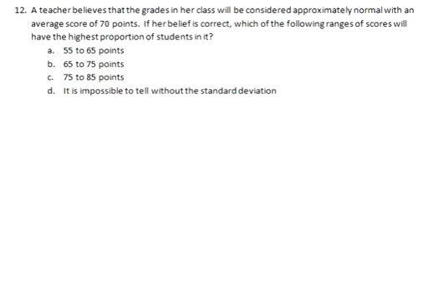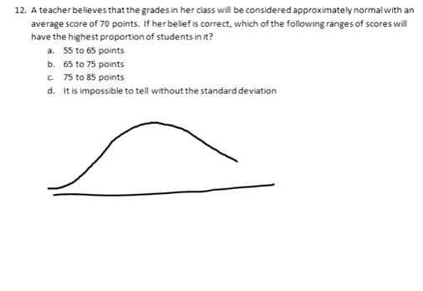The teacher believes that the grades in her class will be approximately normal with an average score of 70 points. If her belief is correct, which of the following ranges of scores will have the highest proportion of students in it? Since the teacher believes that the scores will be normally distributed with an average value of 70, we can draw our bell-shaped and symmetric graph with 70 in the middle.